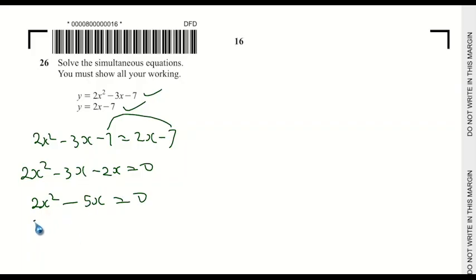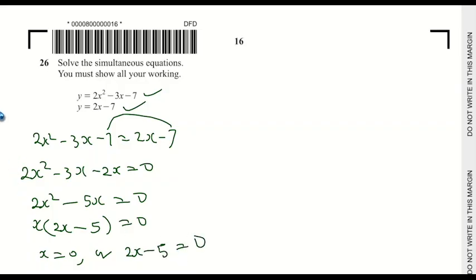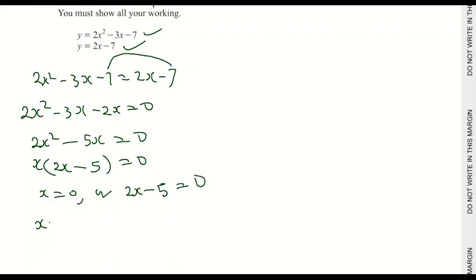If you factor out x, you have x times 2x minus 5 equals 0. This implies x equals 0 or 2x minus 5 equals 0. So which also gives x equals 0 or 2x equals 5, and this one x equals 2.5. So we have x equals 0 or x equals 2.5.